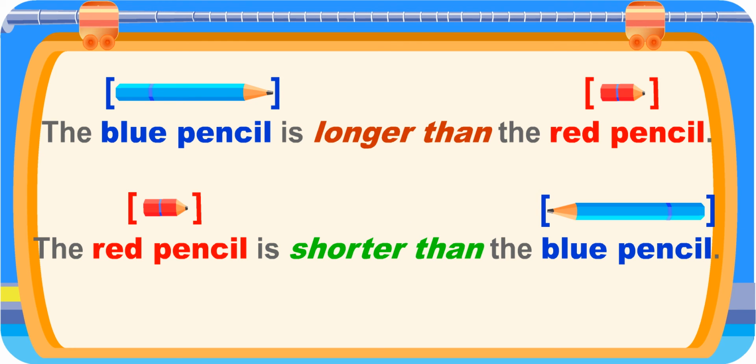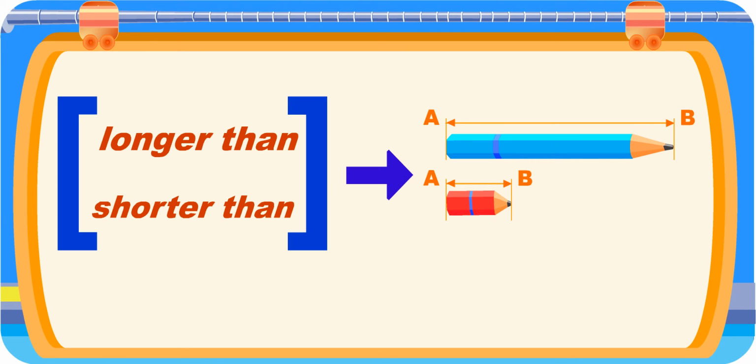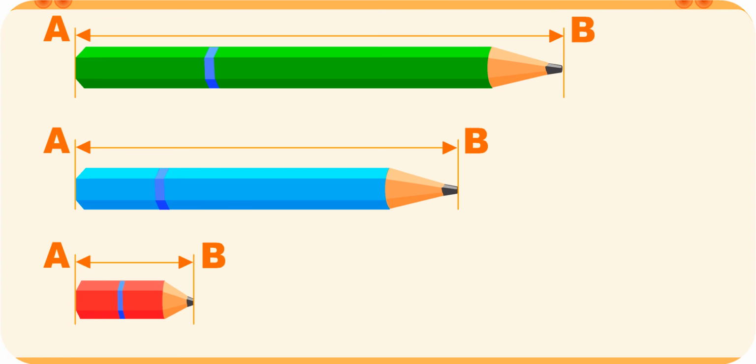We use the words longer than or shorter than to show the difference in the length of two things. Yes, but what if we have more than two objects? If we have three pencils of different lengths, we can further compare them.